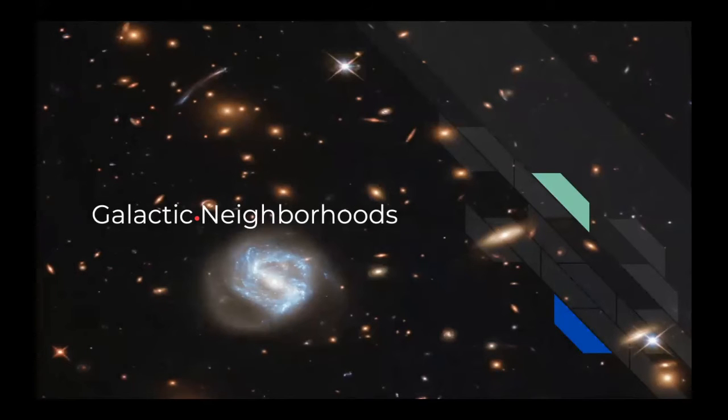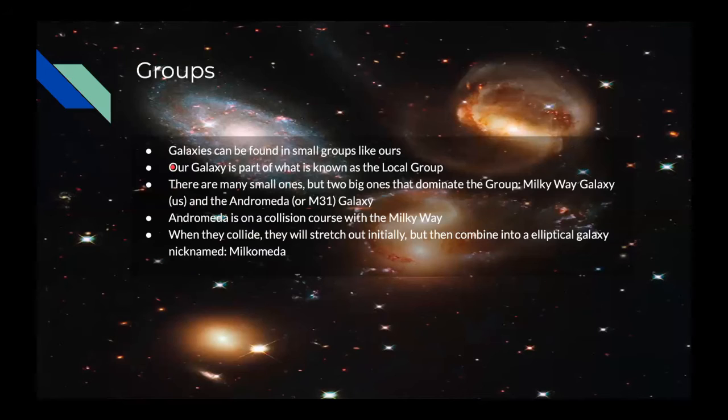Now we're going on to galactic neighborhoods. What do I mean by this? I just mean the way galaxies are spread throughout the universe, per se. Now, galaxies can be found in small groups, like the Milky Way is. Our galaxy is part of what's known as the quote, local group. It's called the local group because it's, well, the nearest group of galaxies to us.